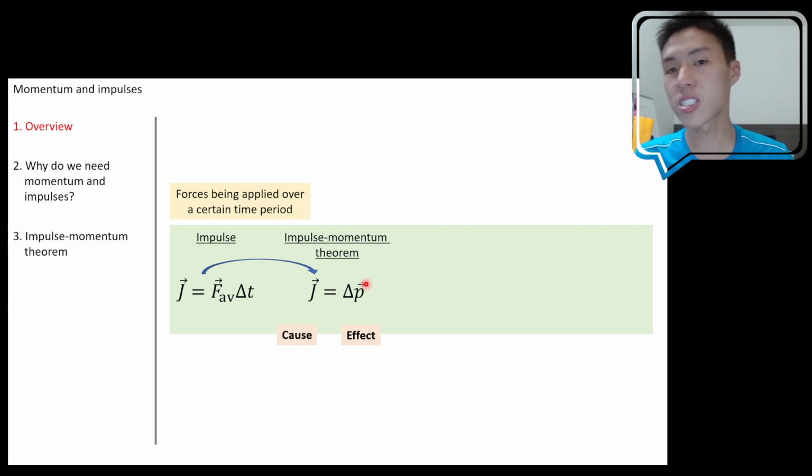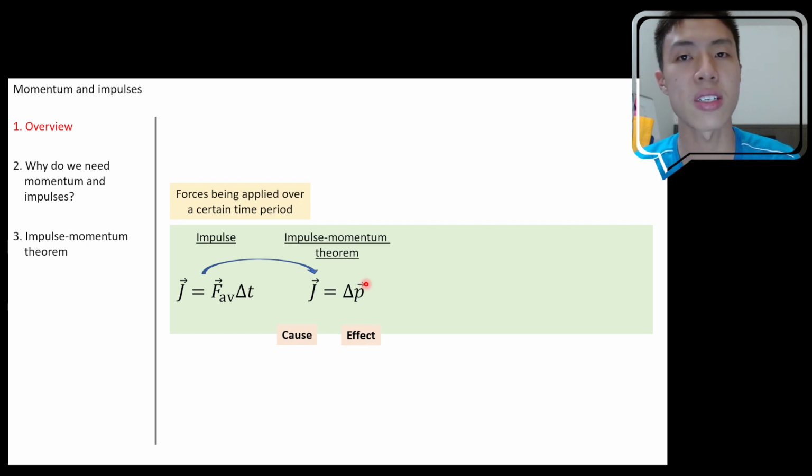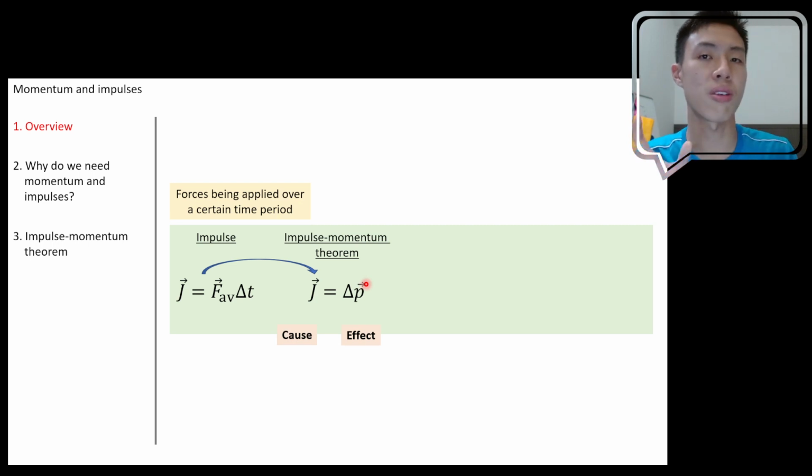Last time we learned about sum of F equals ma. Because the object is experiencing a net force, as a result, it experiences an acceleration. So for this subtopic of momentum and impulse, because an object is experiencing a certain impulse, that object, as a result, experiences a change in momentum. So it's a cause and effect relationship over here. Okay, that's the first part of what we'll be learning for momentum and impulse.